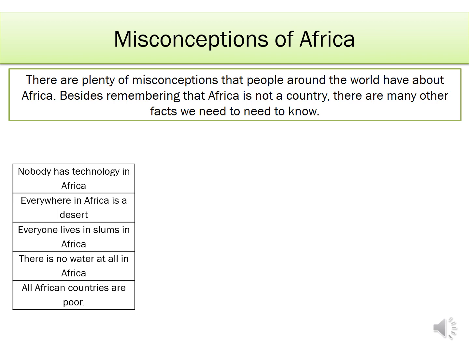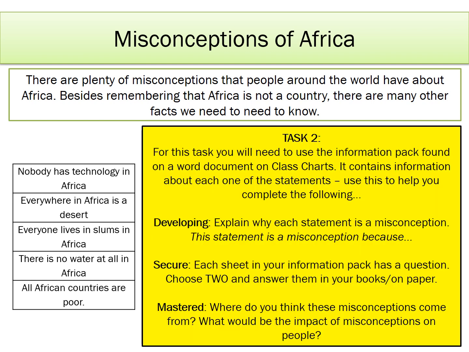Now, this activity is going to get you to prove that each of those five statements is a misconception, to prove that they are not true. To help you do this, you will find a Word document on class charts, which I think is called Resource Pack, and this contains information about each one of those statements. Can you use this resource pack to help you complete the following activities?